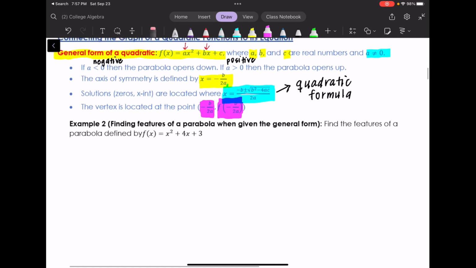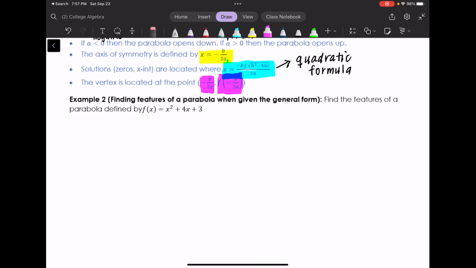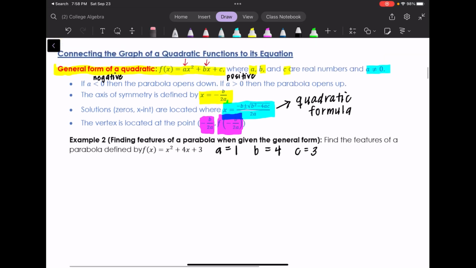So in example 2, we're going to find the features of this parabola when given the general form. Even though we'll see the graph in a moment, the skill you need to get here is how to find all of these features without a graph. The first thing we want to look at is that a is equal to 1, b is equal to 4, and c is equal to 3, based on the definition of the general form that we saw here.